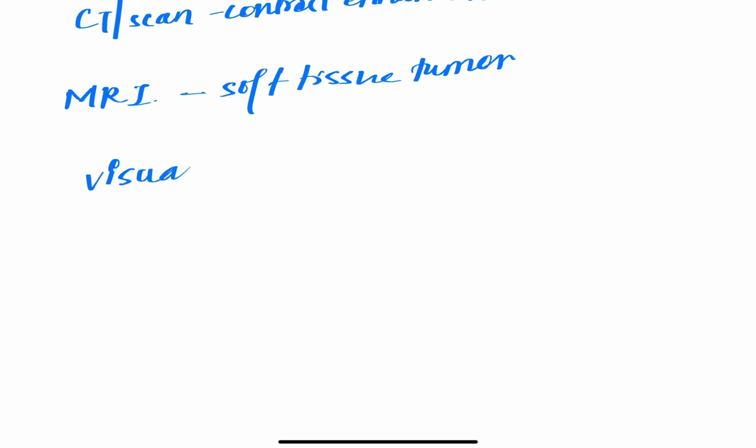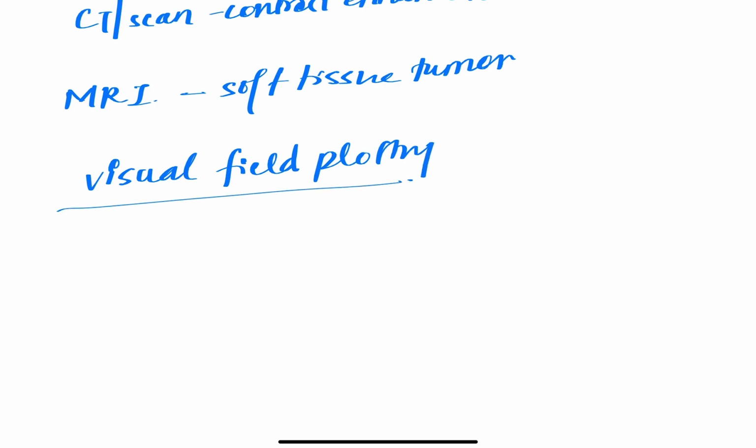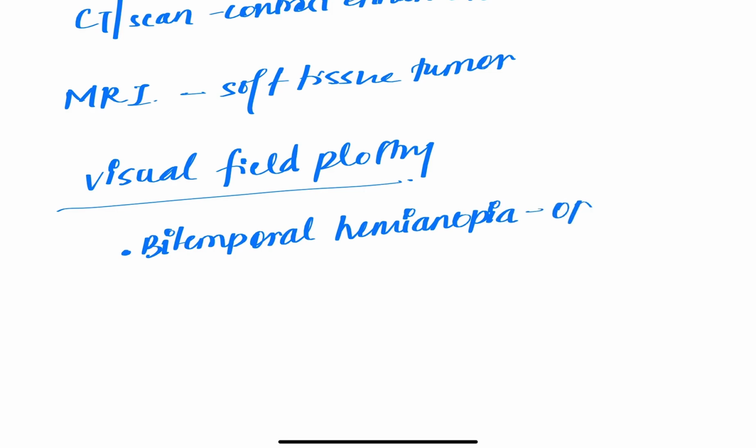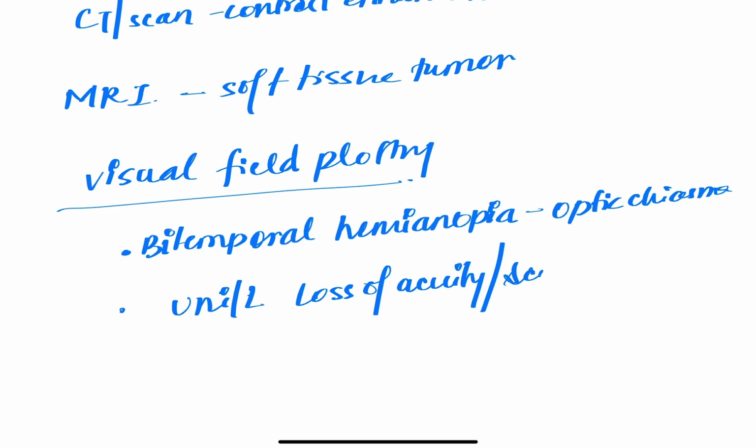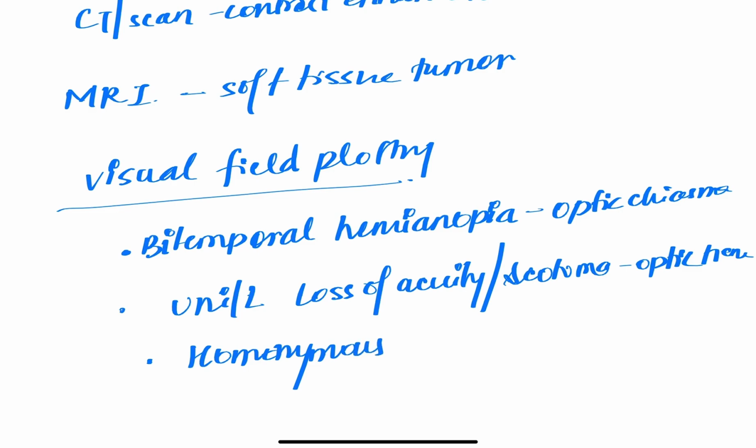For visual field, we can do visual field plotting if there is involvement of optic chiasma. If there is bitemporal hemianopia, that means there is involvement of optic chiasma, pressure effect on optic chiasma. If there is unilateral loss of acuity or scotoma, then that means optic nerve is involved. And if there is homonymous hemianopia, that means optic tract is involved.